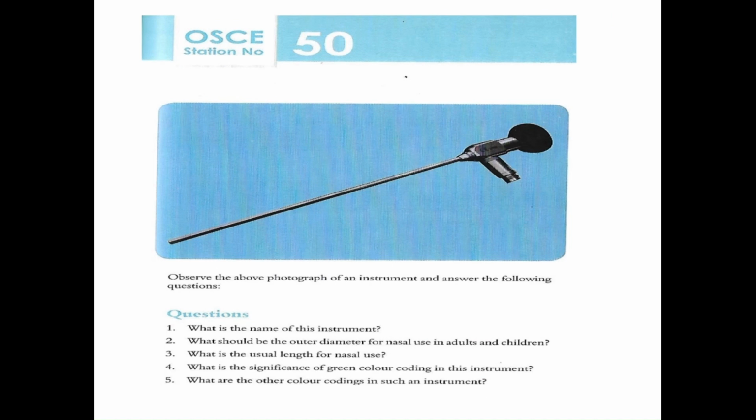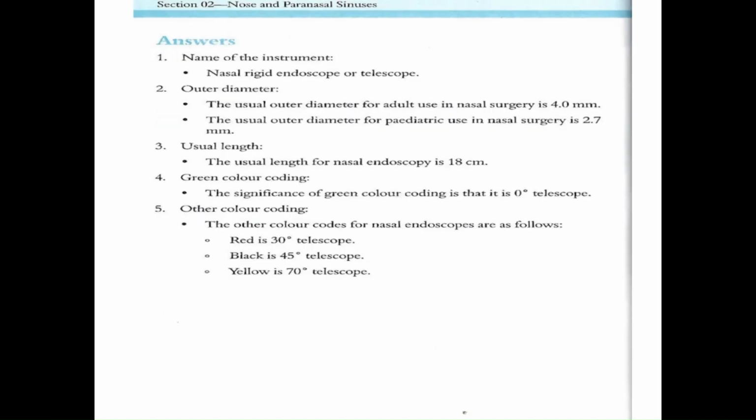Observe the above photograph of an instrument and answer the questions. What is its name? What should be the outer diameter for adults and children? The usual length for nasal use. What is the significance of green color coding for this instrument? What are the other color codings? It is a nasal rigid endoscope. Its diameter for adults is 4 mm and for children is 2.7 mm. Its length is 18 cm. Green color coding suggests that it is a 0-degree telescope. Other color codings are red 30-degree, black 45-degree, yellow 70-degree.